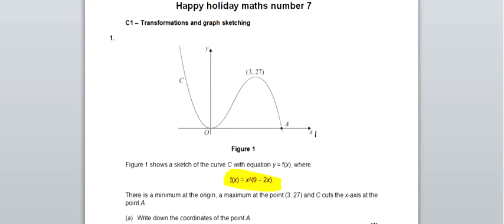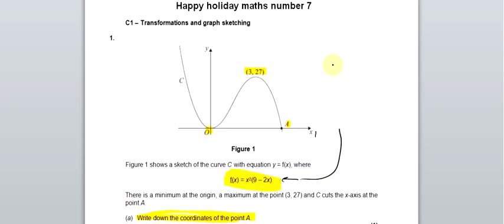It's a cubic. There's a minimum at the origin, well, they tell us that there, a maximum here, and it cuts the y-axis at point A. Write down the coordinates of point A. So when they say write down, that's a clue saying it should be pretty easy. Now I know that doesn't help if you don't know what to do, but you shouldn't be looking for anything too complicated. And actually it comes from this equation here.